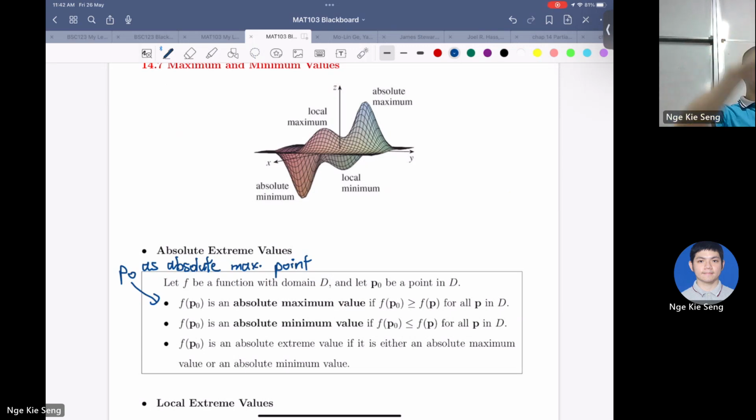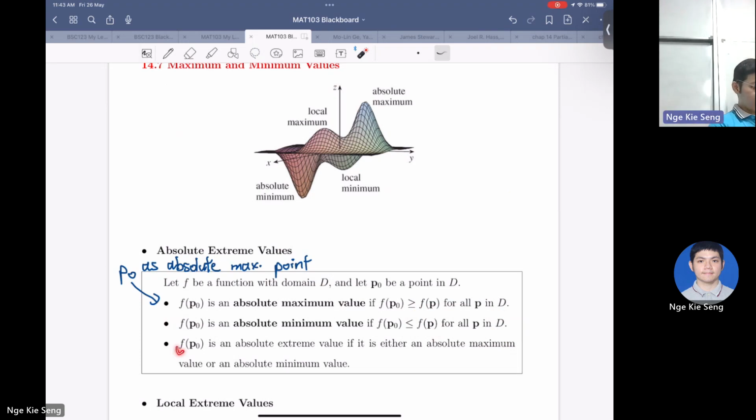Make sense or not? So look at this picture here. This is the absolute maximum because if you look at all other values in the range, they are all lower than it. Make sense? Okay, how about minimum? Absolute minimum means it is the lowest among all, the smallest among all, the least among all, if you compare to all the values in the range of F.